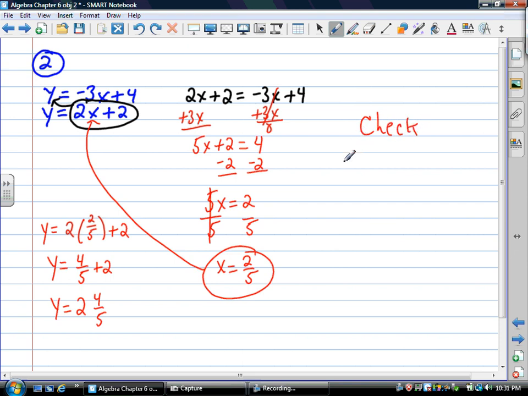I replace y with 2 and 4/5. I want to know, is that the same as negative 3 times 2/5 plus 4? Is 2 and 4/5 the same as negative 3 times positive 2 over 5, that's negative 6 over 5 plus 4? Is 2 and 4/5 the same as negative 1 and 1/5 plus 4? Yes, it is. All right, that's how we check it.